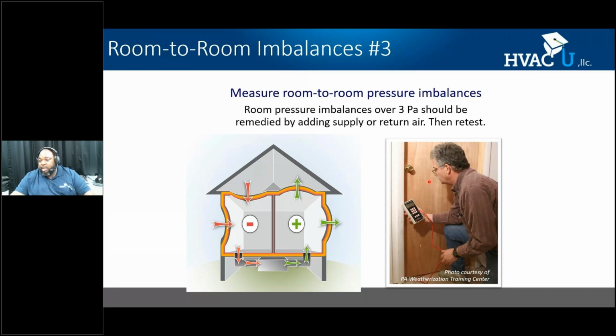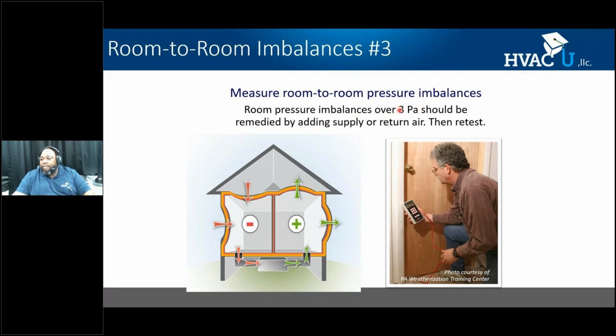And you're going to take this manometer and this tube and toss it under the door. When you toss it under the door, this test helps you determine: do I have a significant pressure buildup in this room as compared to the house? When I run this test, the key here is I don't want to be over 3 pascals.